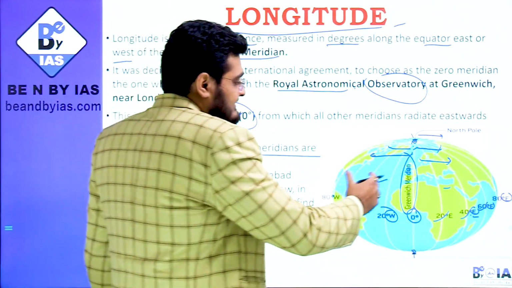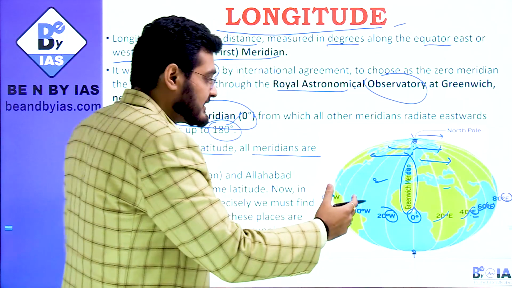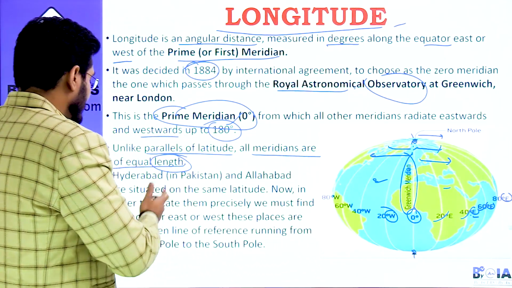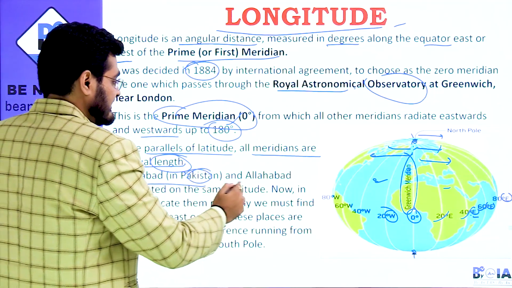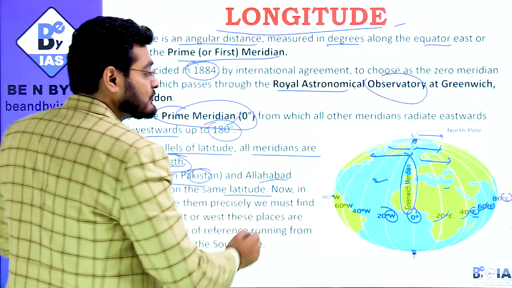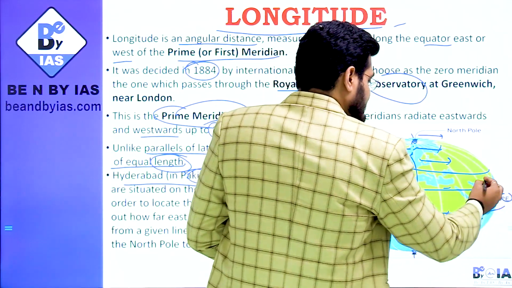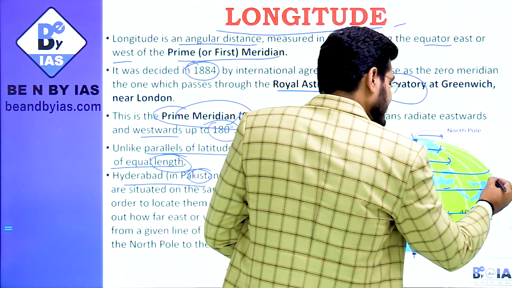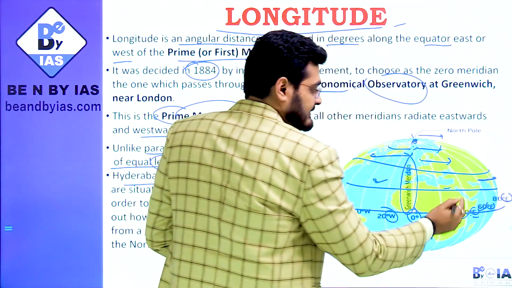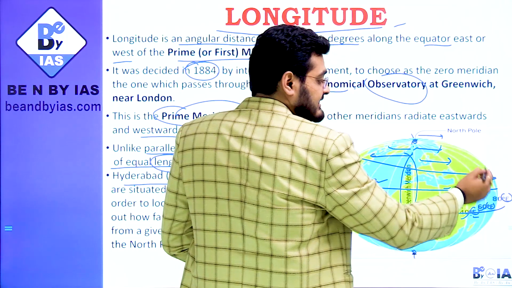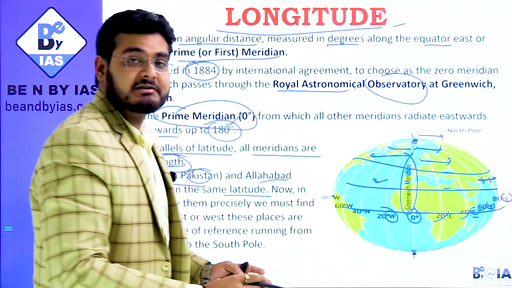Now, why is it important? I have told you that longitude and latitude both are important for deciding any place on Earth. For example, Hyderabad, which is in Pakistan, and Allahabad are situated on the same latitude. So if this is India and this is Pakistan, focus on this part. There must be Allahabad, and here it must be Hyderabad in Pakistan. Both are lying on the same latitude.